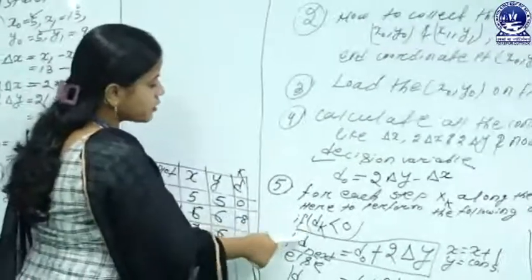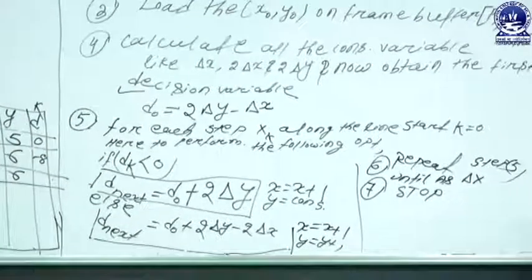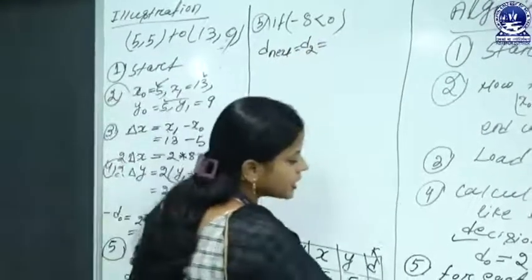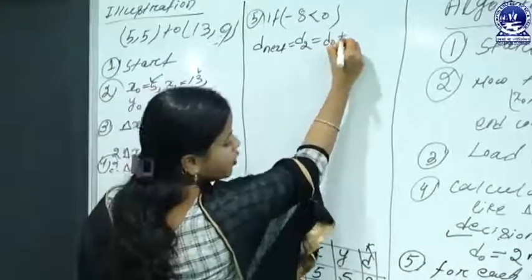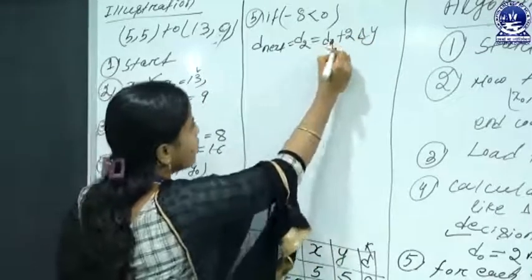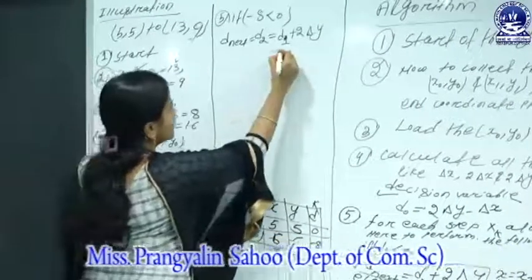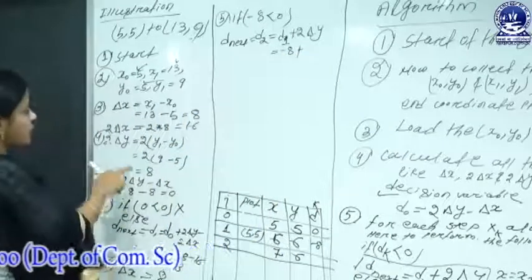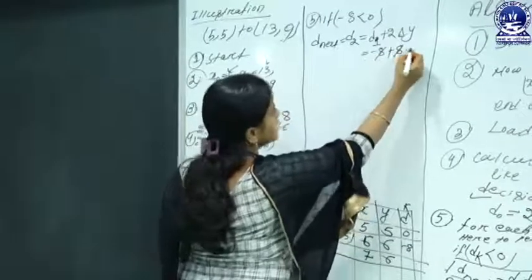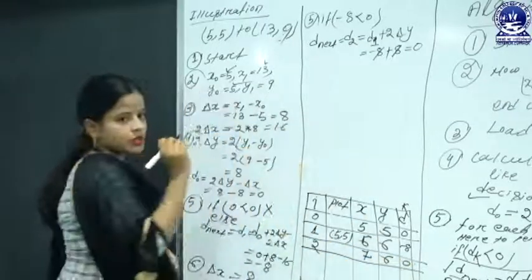So in this case, as it follows the if condition, it executes the if d next conditions. So here d next, that means d2, equals whatever the formula gives, that's d0 plus 2 delta y. Here d0 means the previous d0, that means the value of d1. The previous d1 value is -8. So -8 plus the value of 2 delta y, that's positive 8. So -8 plus 8, the plus and minus cancel, and the resultant is 0. That means the decision variable value is 0.